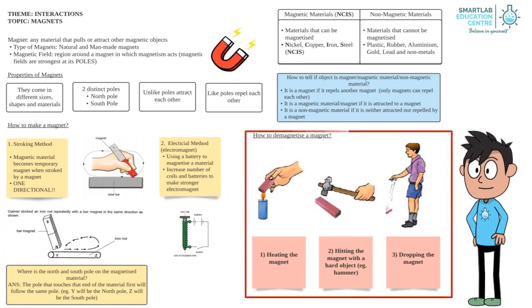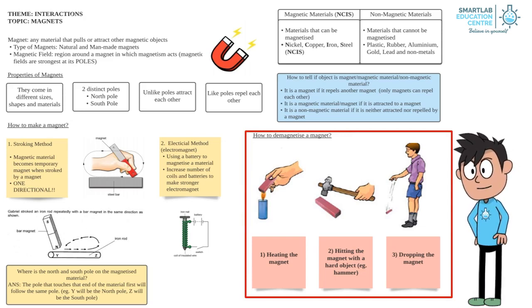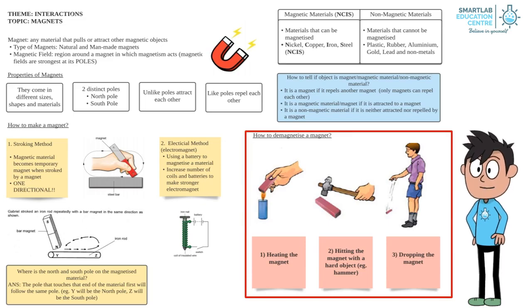Demagnetization of magnets. Firstly, heating the magnet. Secondly, hitting the magnet with a hard object, for example, a hammer. Finally, dropping the magnet.